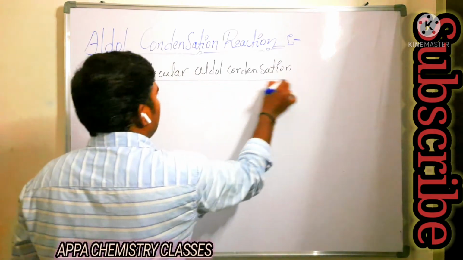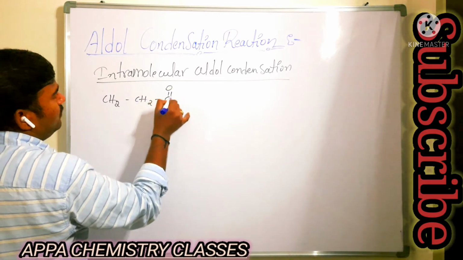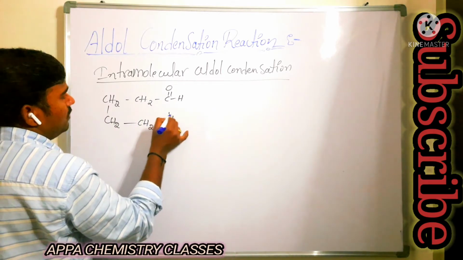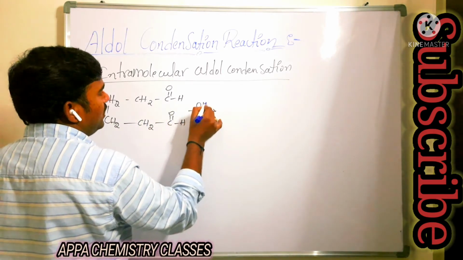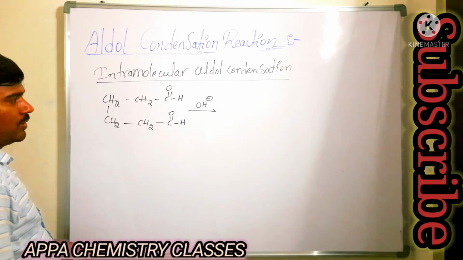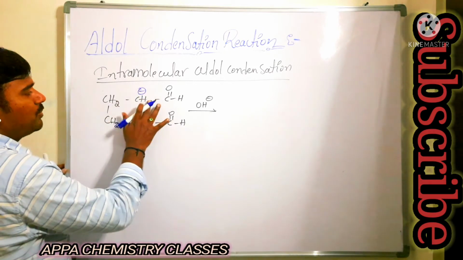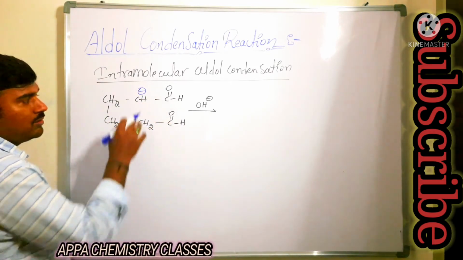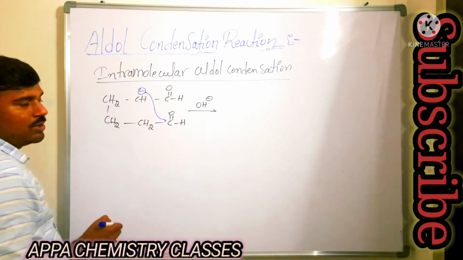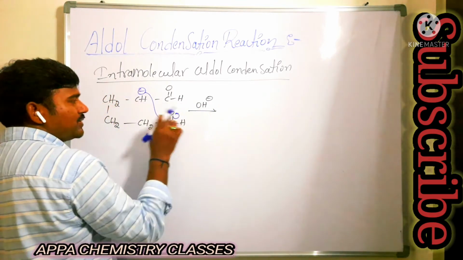Now you take one compound here, OHC-CH2-CH2-CH2-CH2-CHO. When it reacts with dilute sodium hydroxide, we are going to get the intramolecular product. First it will form the enolate ion. One of the protons is lost as H+ with the base. Then this enolate ion will attack this carbonyl carbon, so the carbonyl carbon is converted to O minus, and that H+ will attack here.